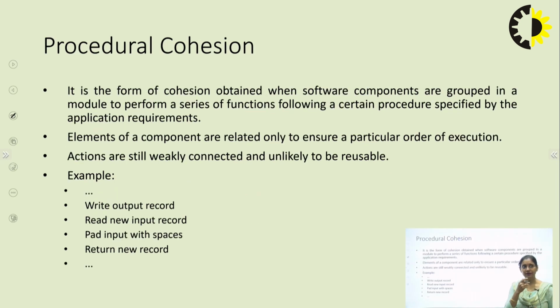The next one that we have is procedural cohesion. It is a form of cohesion obtained when the software components are grouped in a module to perform a series of functions following a certain procedure. This procedure is not necessarily sequential in nature, but yes, a procedure is followed, a step-by-step approach is followed in order to execute a particular instruction.